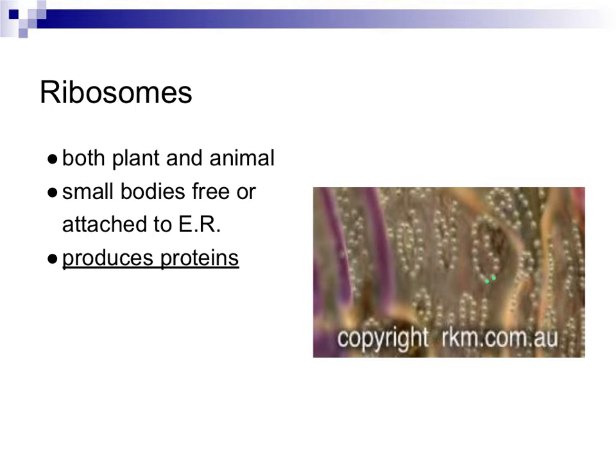Ribosomes, which are those dots on the surface of the rough endoplasmic reticulum, are also found in both plants and animals. They're little small bodies. They can either be free-floating in the cytoplasm of the cell or attached to the endoplasmic reticulum, and their function is to produce proteins. And so they receive instructions from the DNA in your nucleus, and then they can take those instructions and build the proteins that your body needs to survive.